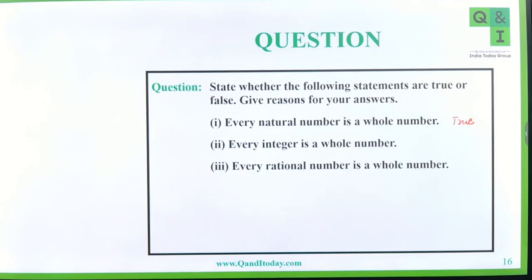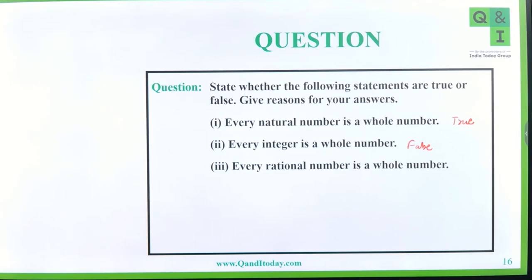Second is, every integer is a whole number. Is it true? Are all integers whole numbers? No, it is not true. Correct, it is false. Why? Because whole numbers cannot be negative and integers can be negative as well. So that's why this is false.